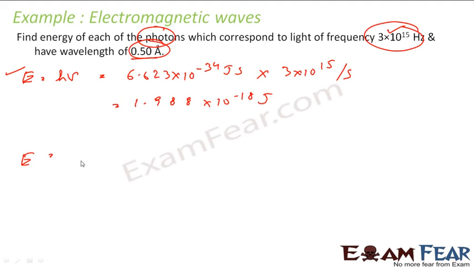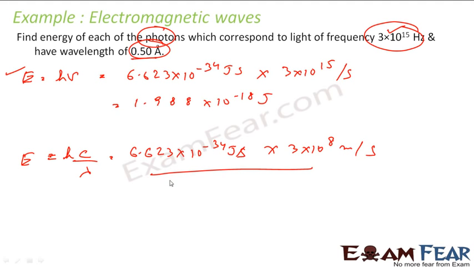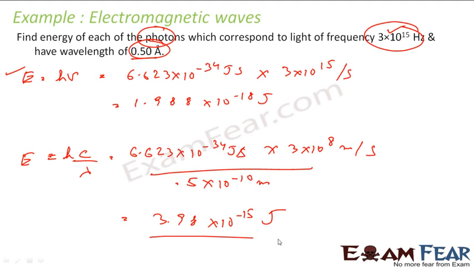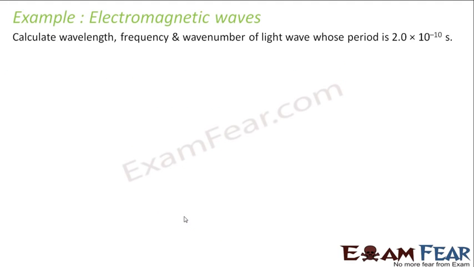Second case, the photon has a wavelength of some value. So we'll use the formula hc by lambda. Same thing, h is Planck's constant 6.623 into 10 to the power minus 34 joule second. c is speed of light 3 into 10 to the power 8 meter per second. And lambda is here 0.5 angstrom, that is 0.5 into 10 to the power minus 10 meter. Please note, as you see, I am converting everything into SI units. And this gives 3.98 into 10 to the power minus 15 joule. And that is my answer. Correct.